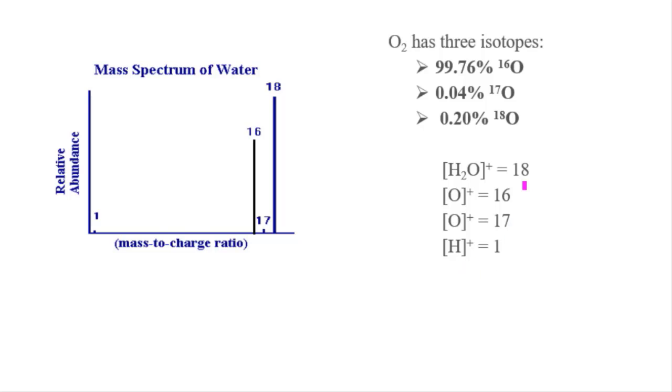Hydrogen ion having mass 1. So when we got peaks at 18, 16, 17 and 1, 18 is the highest peak and other peaks look like this. These are the relative abundance of different ions. From this mass spectrum, it is easily understood that the unknown sample was vaporized water.